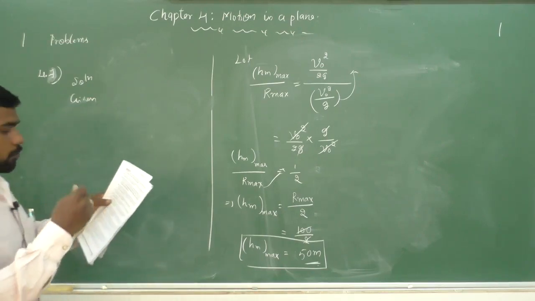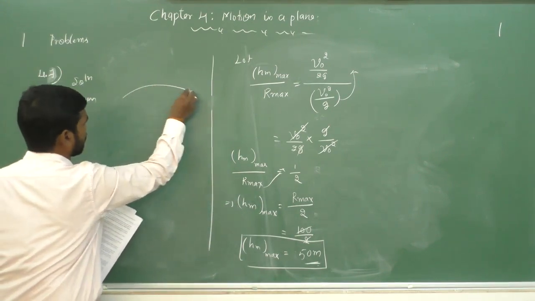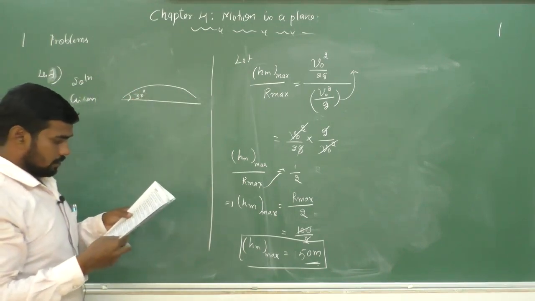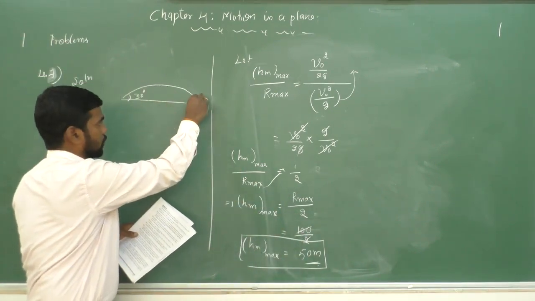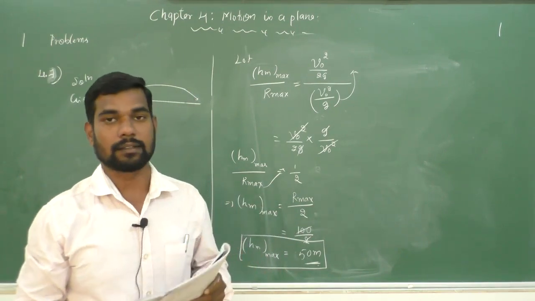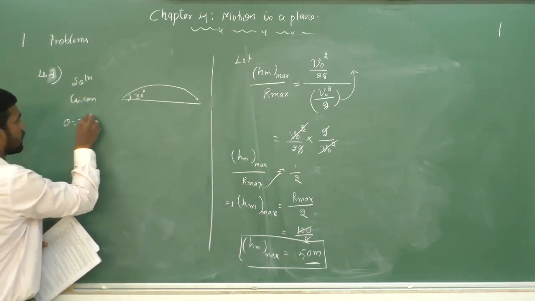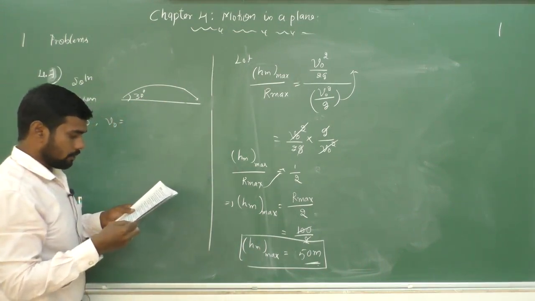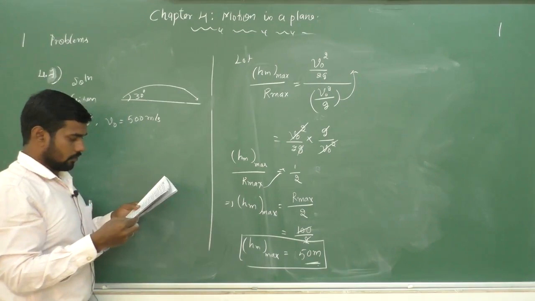4.7. A missile is projected with an angle of 30 degree with the horizontal, with a velocity of 500 meter per second. Here theta is given, that is 30 degree, and the velocity, that is V naught, the initial velocity of projection, is 500 meter per second.